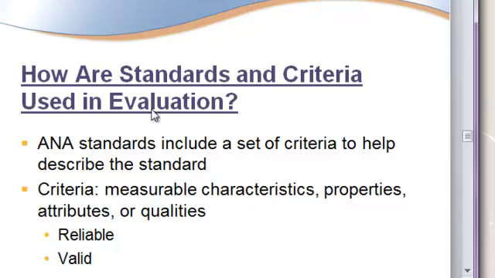How are standards and criteria used in evaluation? Well, the ANA standards include a set of criteria to help describe the standard. And the criteria are measurable characteristics, properties, attributes, or qualities, and they're reliable and they're valid.